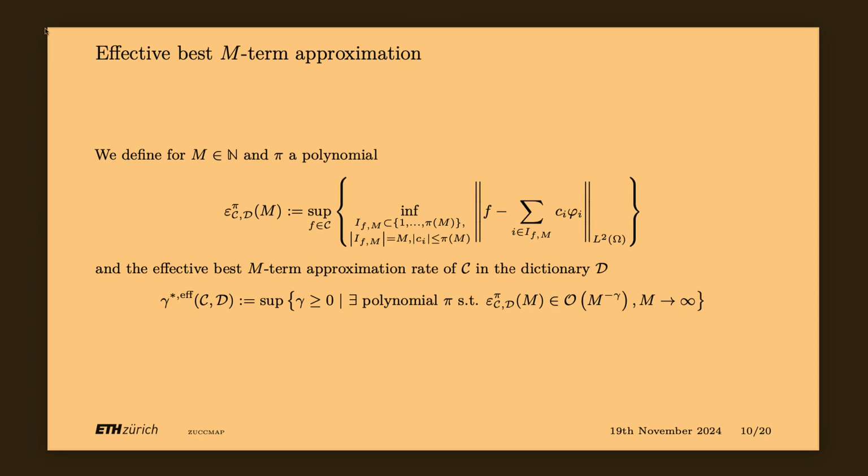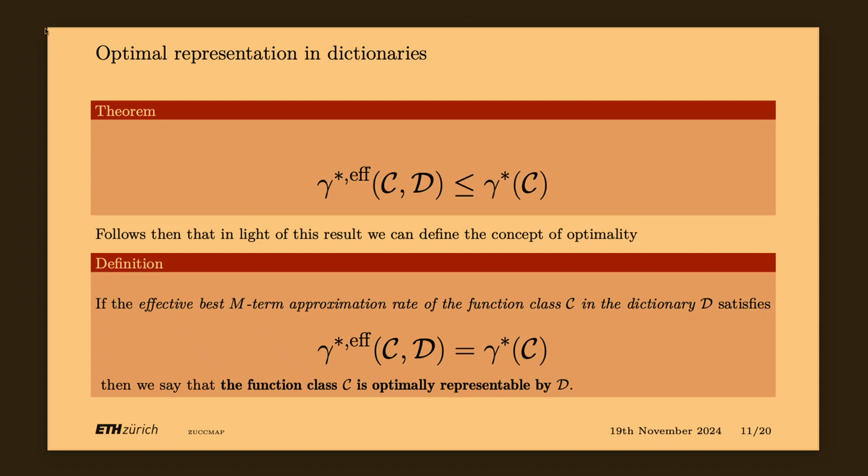And the answer is yes, there exists one. In particular, this is never going to be bigger than the complexity of the function itself. You can never do better than the exponent gamma star of C. And with this inequality, it becomes natural to define what we mean by an optimal dictionary. We define an optimal dictionary as a dictionary for which this bound is matched with equality. So if we have a dictionary such that this holds, then we say that this dictionary is optimal in representing the function class.